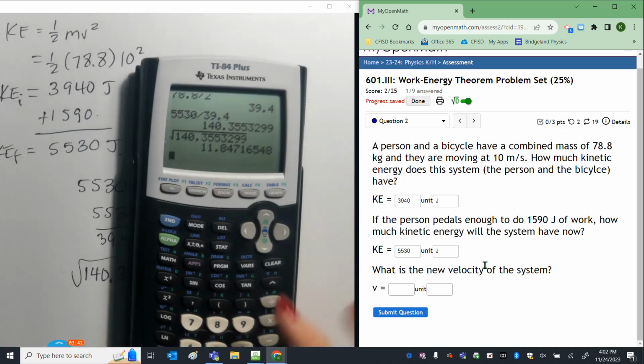I have the whole value here rather than the rounded one. When I take the square root of that, I get 11.847, or 11.85 if I want to round it to 2 decimals, meters per second. And it should be faster than it was before, which it is. They were moving at 10, now it's 11.85, so it's almost 12.